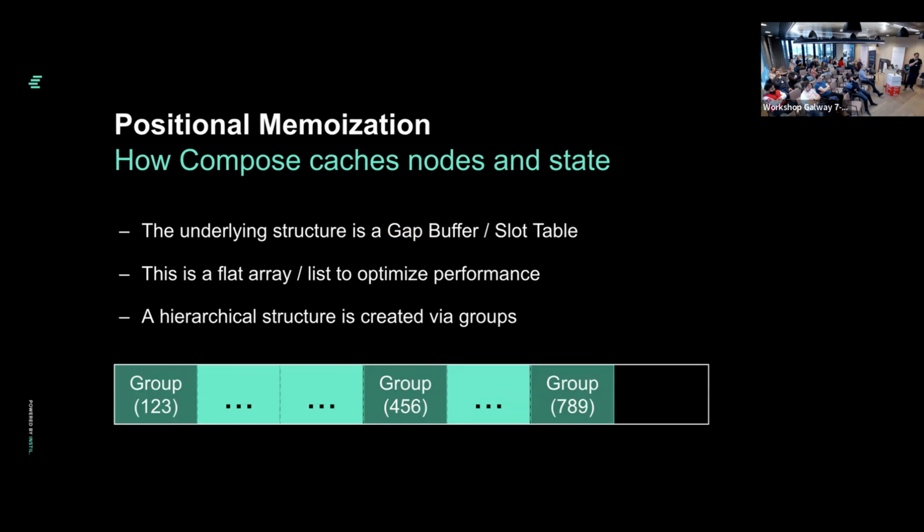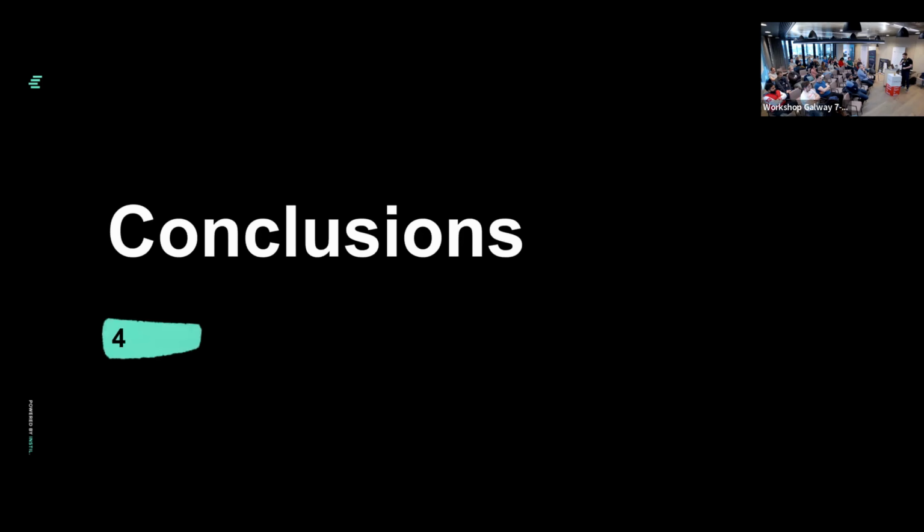Scary word. Underneath the hood, they have this data structure called a gap buffer or slot table. And what they do is they take the tree of nodes, which is obviously hierarchical, and they flatten it into an array for performance reasons. So you have a sequence of groups, and groups can be declared inside other groups. And it's this ability to nest groups within other groups that enables them to recreate the hierarchy, to recreate the tree. And this is all obviously performance tuned and optimized to bits. But it is pluggable. If you didn't want to use this data structure, if you wanted to use something else, there's the ability in the library to do that.